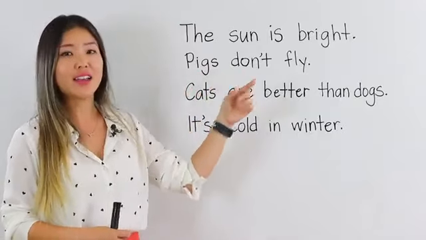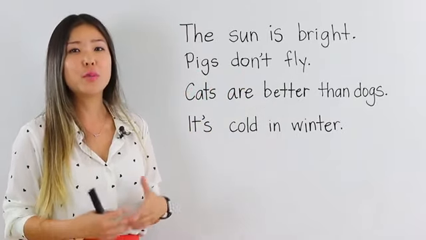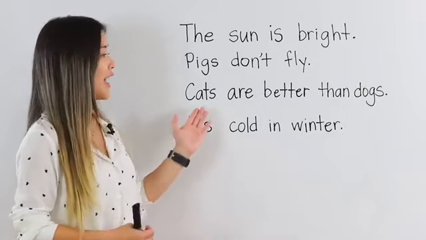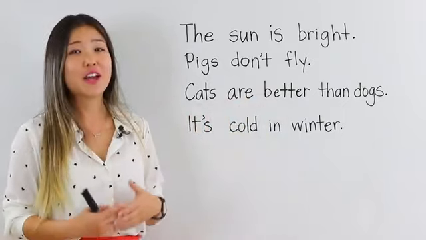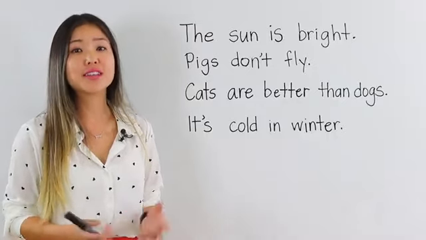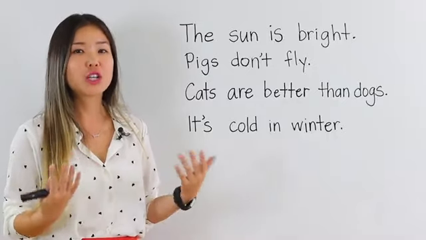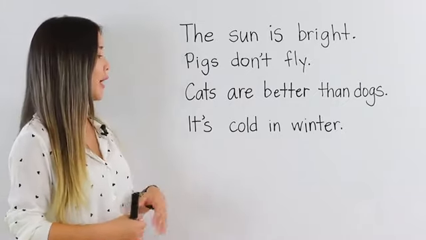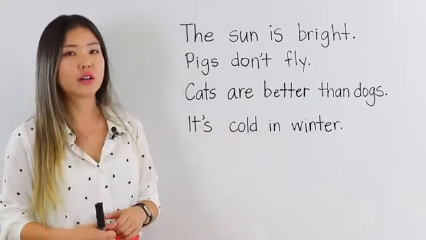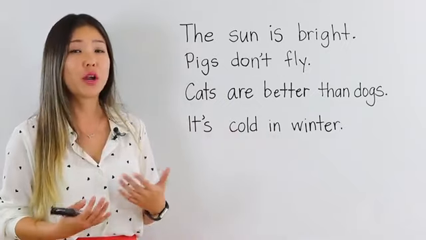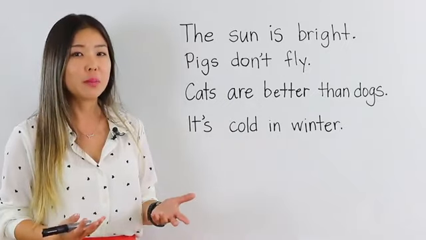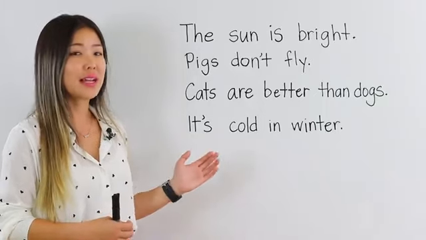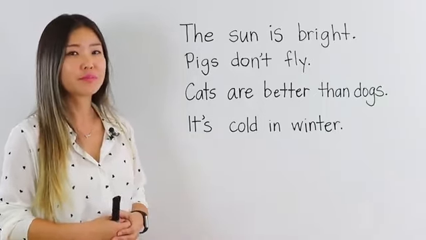That makes it a fact. Pigs don't fly. That's also a fact. Everybody knows that pigs don't fly. Cats are better than dogs. Now this you may not agree with. This is my truth. I'm making a generalization about cats and dogs in this example. And finally, it's cold in winter. This really depends on where you live, but for a lot of people, or let's say for most people, it is cold in the winter. So that's the truth for some people.